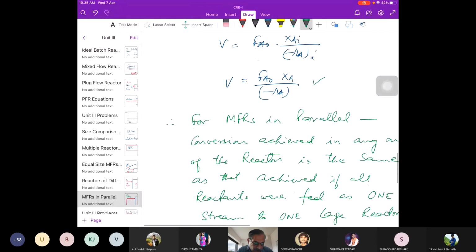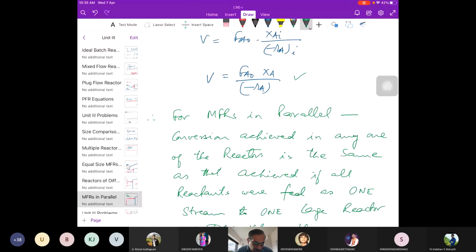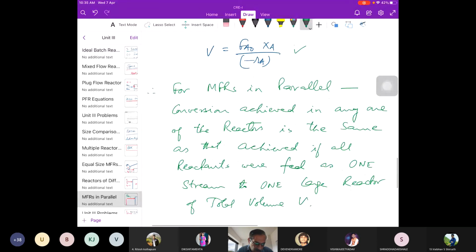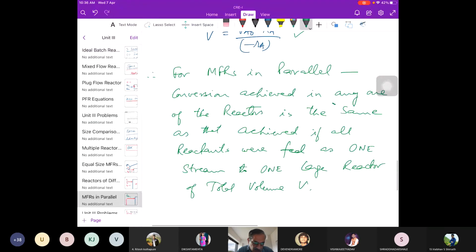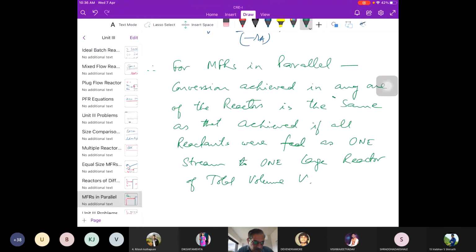So for MFRs in parallel, conversion achieved in any one of the reactors is same as that achieved if all reactants are fed as one stream to one large reactor of volume V. What does that mean? It doesn't really matter whether you take one reactor or 10 reactors. The conversion will be the same. There's no advantage in having MFRs in parallel.